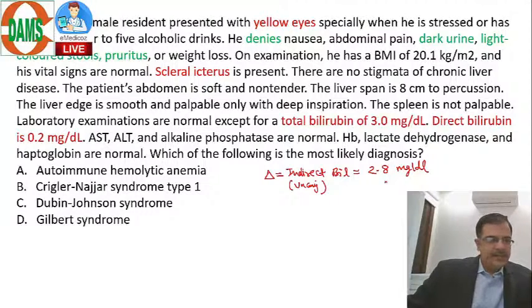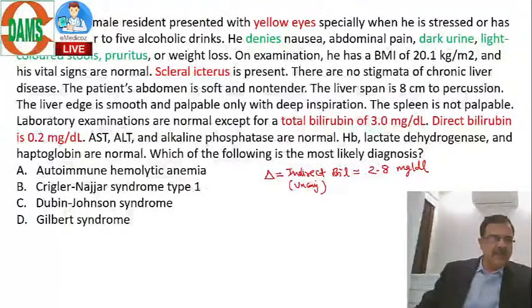So what is the most likely diagnosis? The answer here will be autoimmune hemolytic anemia, Crigler-Najjar syndrome type 1, Dubin-Johnson syndrome, or Gilbert syndrome. In that case, autoimmune hemolytic anemia is unlikely, because hemoglobin, LDH levels and haptoglobin levels are normal. It is clearly mentioned. If these findings were abnormal, then you can think of autoimmune hemolytic anemia.